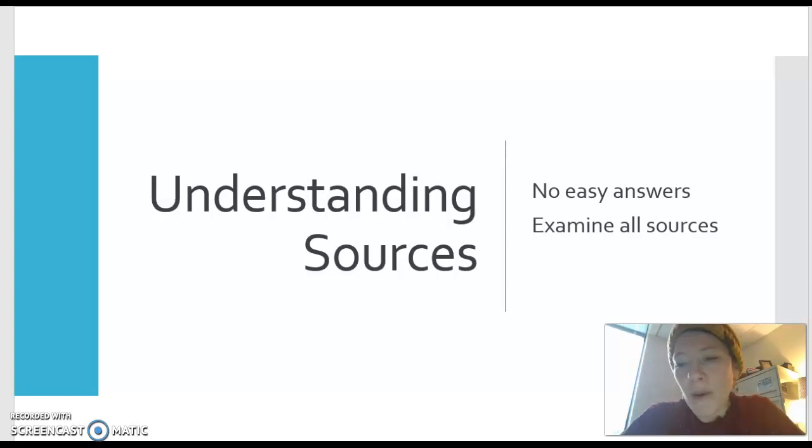So for instance, it's much better to ask, well, why is this being written? What's the purpose of this kind of source? For what kind of audience? The answers to those questions give you a better understanding of what you can expect to see in that source and how it might help you in the research process.